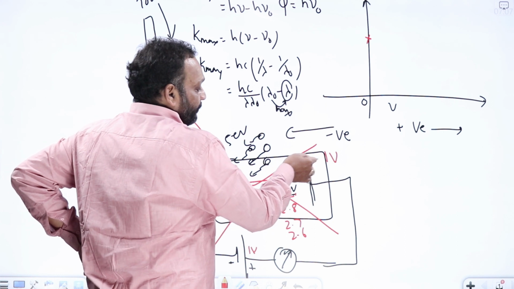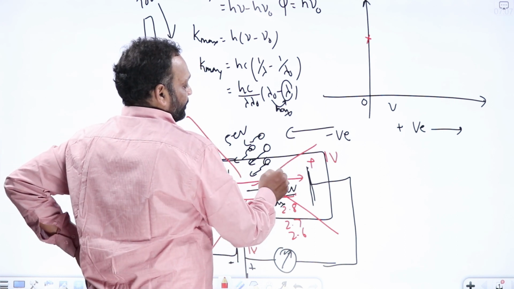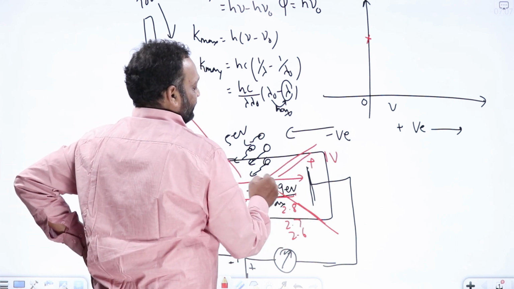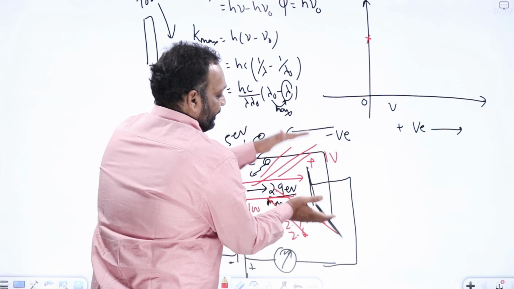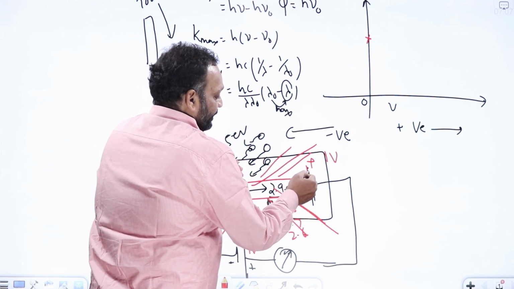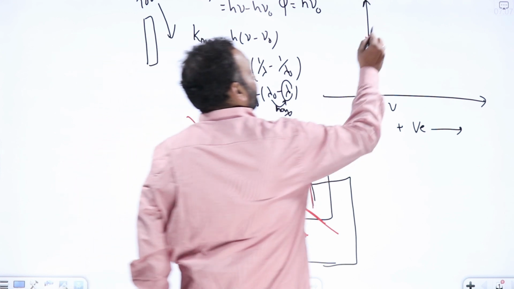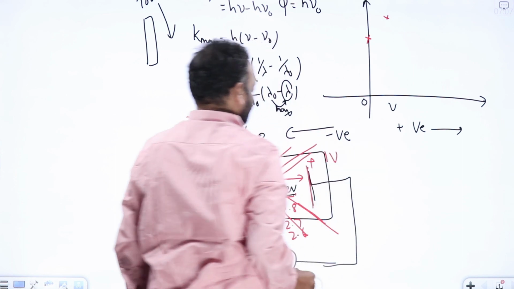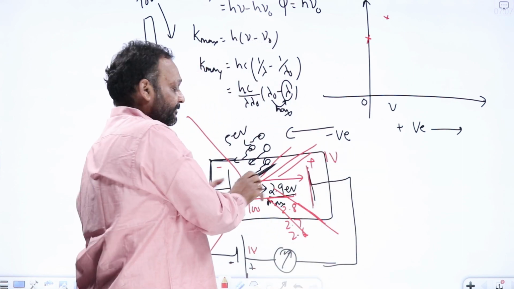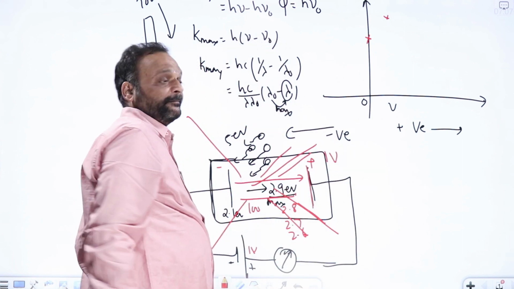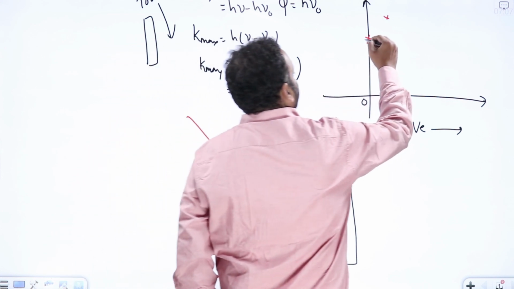When I make this one positive by 1 volt, what will happen? Electrons which are just missing the metal plate like this will get attracted towards this metal plate, such that the number of electrons touching this metal plate will increase. Say now some 80 electrons will be able to reach the metal plate because of that attractive potential. Negatively charged electrons will get attracted towards the positive plate. Okay, so what will happen when 80 electrons are flowing?